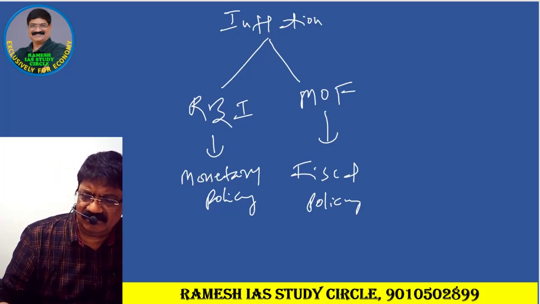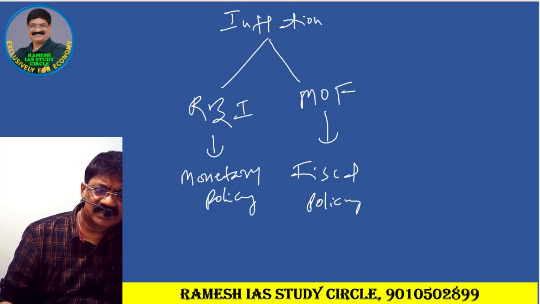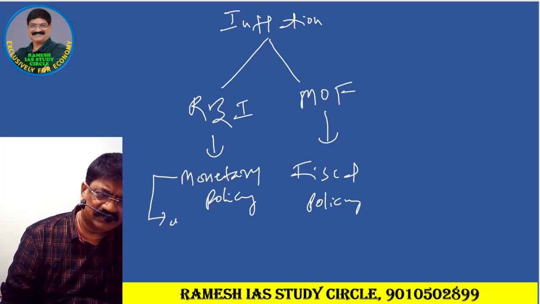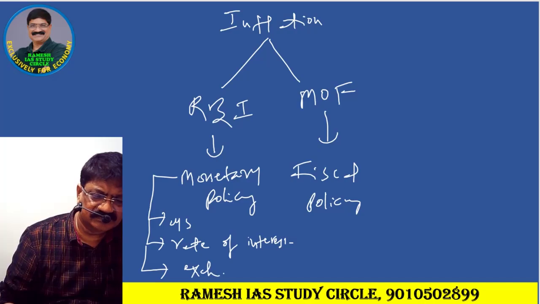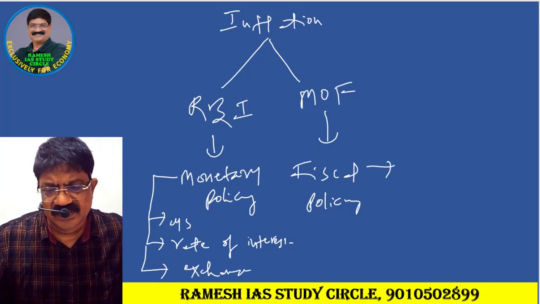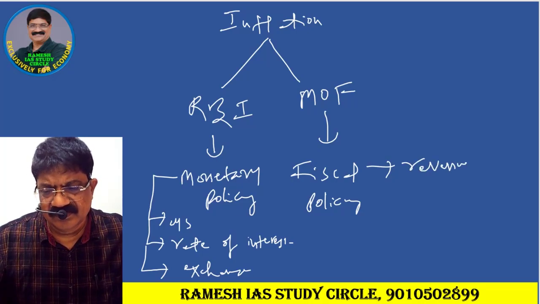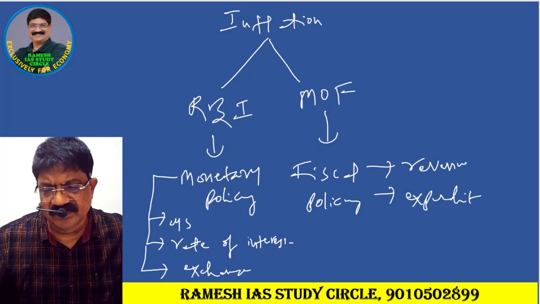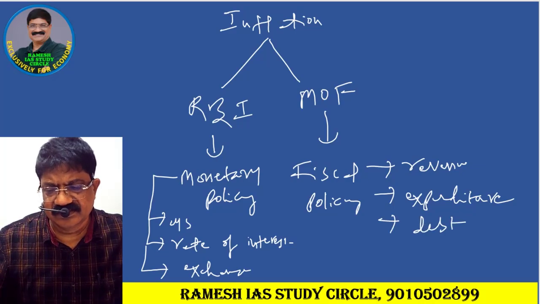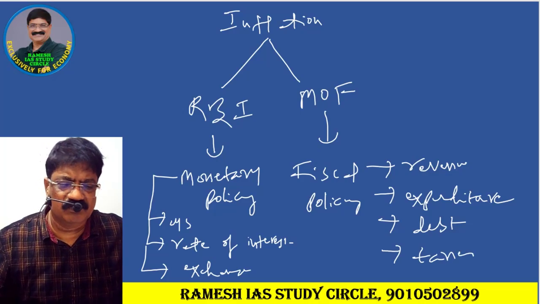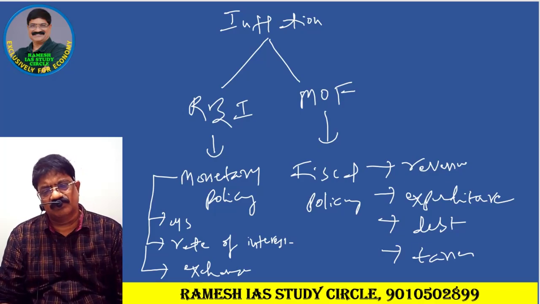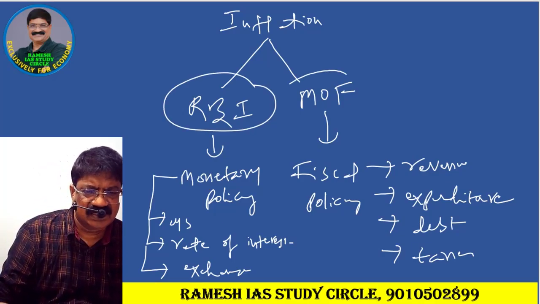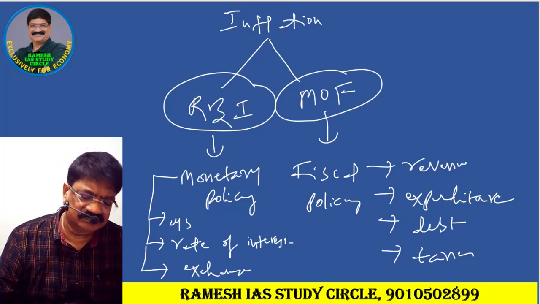So what are the monetary policy components? What are the fiscal policy components? Here, monetary policy components are money supply, rate of interest, then the next one is the exchange rate. With reference to fiscal policy: government revenue, government expenditure, government debt, taxes. These are the components of fiscal policy. With these components, it is fiscal policy. With those components, it is monetary policy. One side the Reserve Bank of India, the other side the Ministry of Finance, doing their best to control inflation.